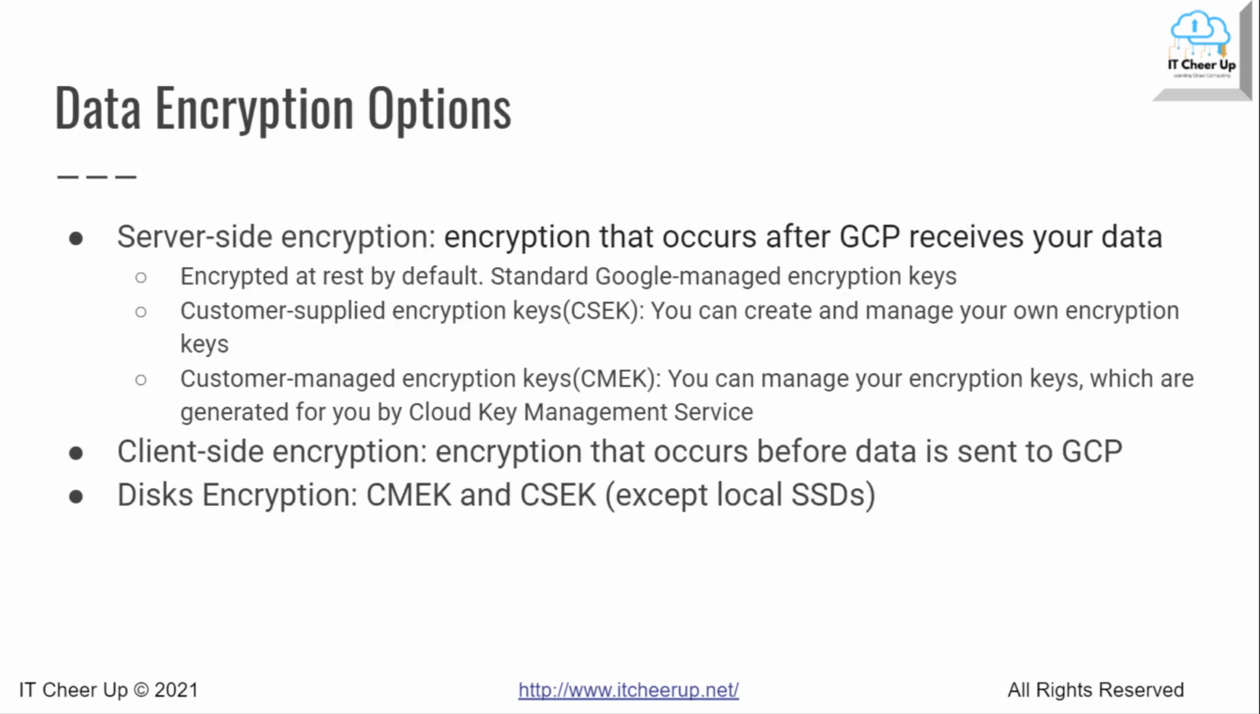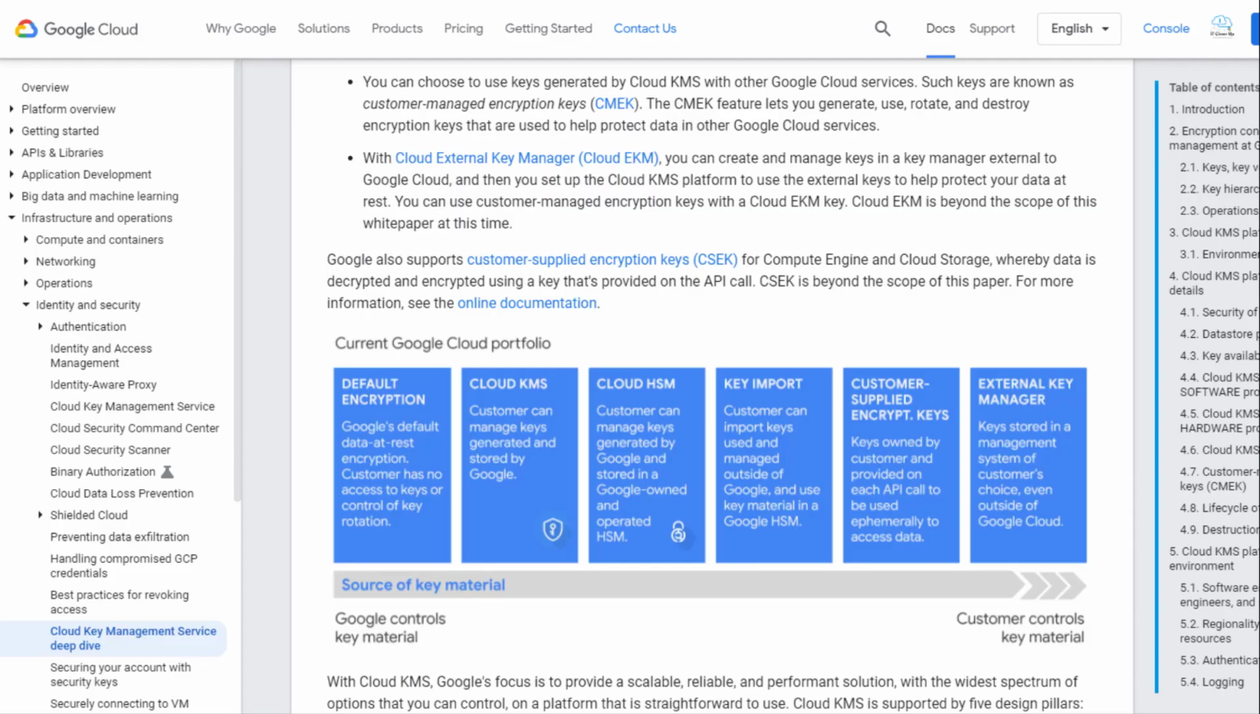Next one is data encryption options. Google Cloud supports server-side encryption. The encryption occurs after Google Cloud receives your data. The data is encrypted at rest by default. Besides the standard Google-managed encryption keys, there are 2 extra kinds of encryption keys: customer-supplied encryption keys, CSEK, and customer-managed encryption keys, CMEK.